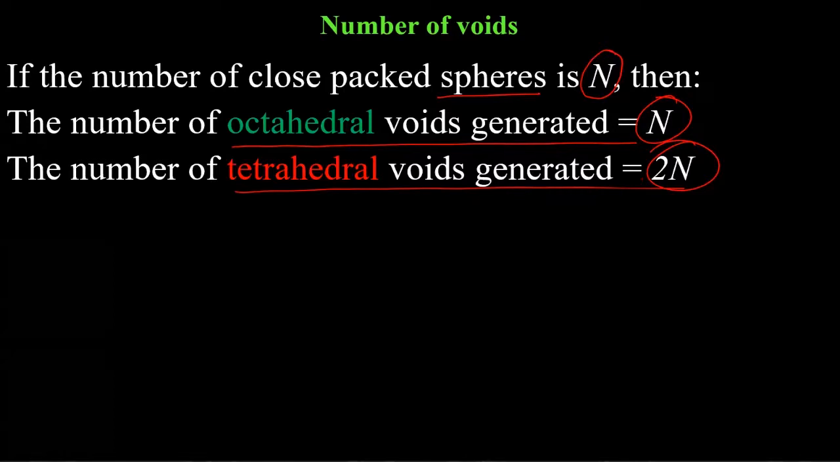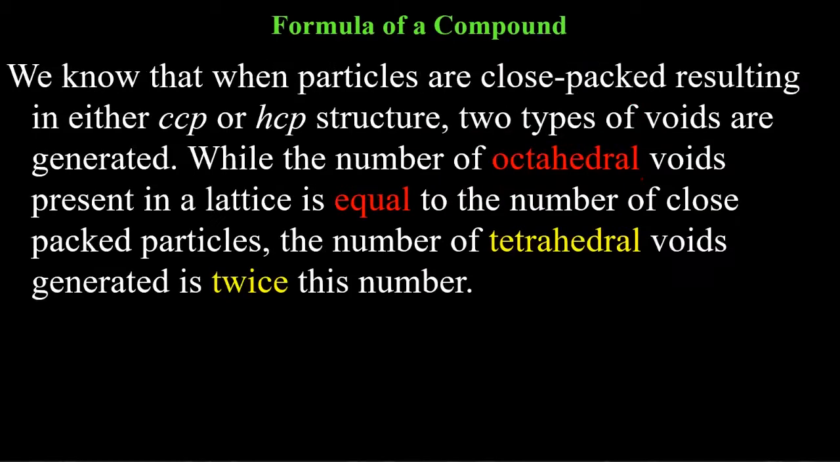This relationship will help you to find the formula in questions where you are asked to calculate the formula, if these many voids are there, a few voids are occupied, a few voids are vacant. And the relationship is easy to remember. Total n number of atoms or spheres, the same number will be octahedral voids, double the number will be tetrahedral voids. So the formula of a compound can be easily obtained.